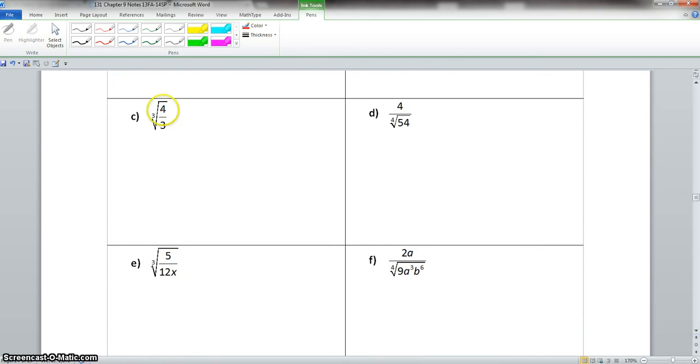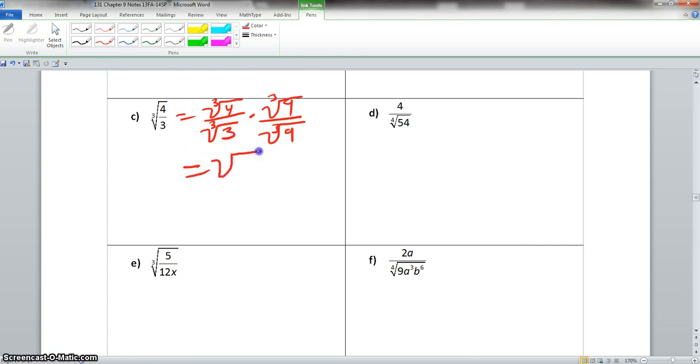Now we come here to c. We had a cube root of 4/3. Now this breaks up to the cube root of 4 over the cube root of 3. Now remember, we're not trying to find what makes this a perfect square. We're trying to find what would make this a perfect cube. And we know if we multiply this by the cube root of 9, this would make it a perfect cube because the cube root of 27 we know is 3.